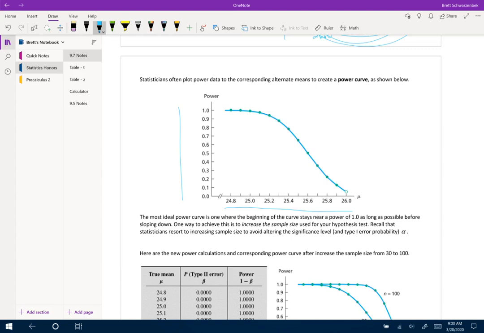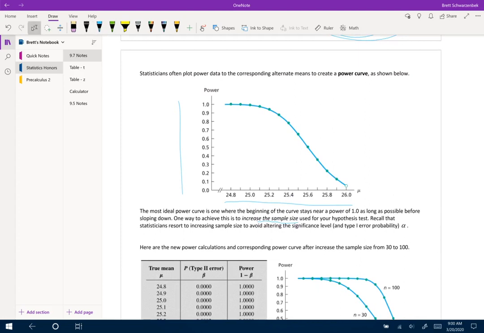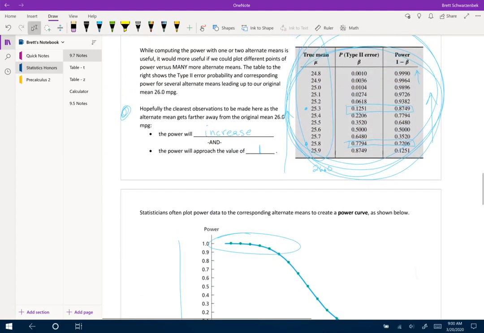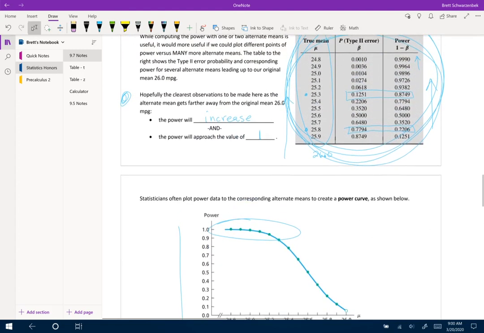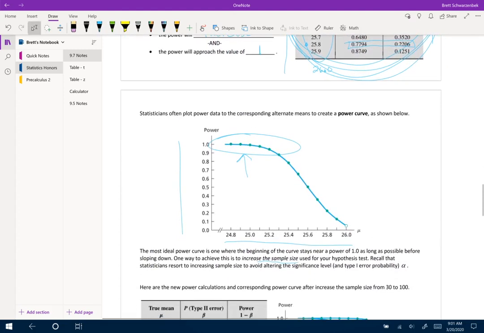One way to achieve this is to increase the sample size used for the hypothesis test. First things first, why is it ideal for this to stay as close to 1 as much as possible? Because that means the power of the test is going to be very good at rejecting a false null hypothesis. If it falls away from 1 quickly here, then it's not going to be as good. So we want it to stay up as long as possible.